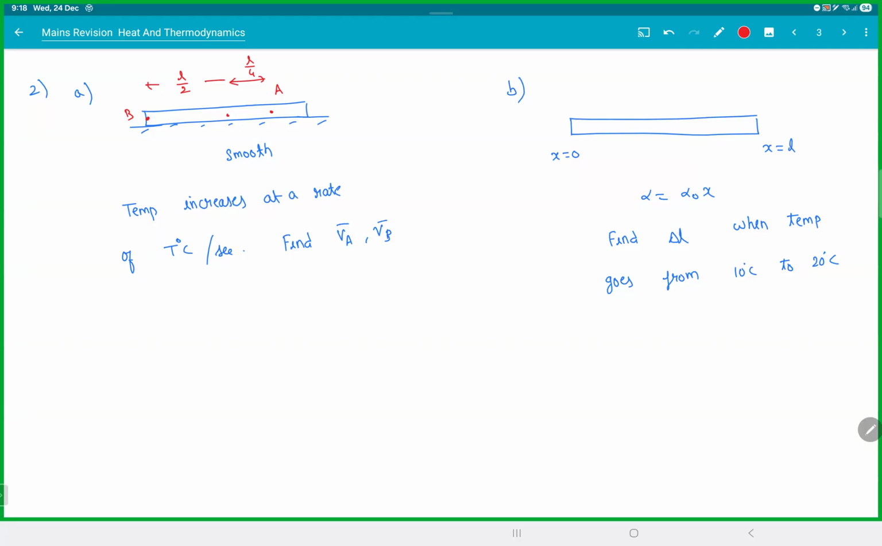Second is a good one. Your thermal expansion alpha is not constant, it is changing with position.